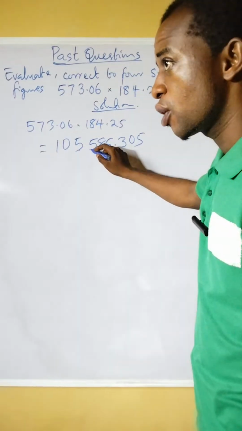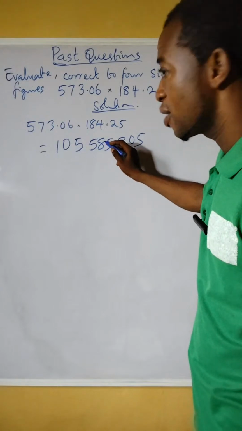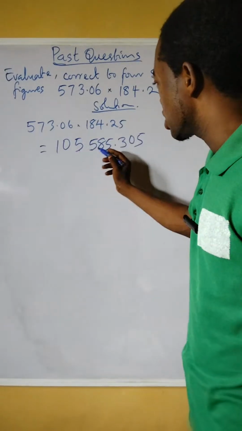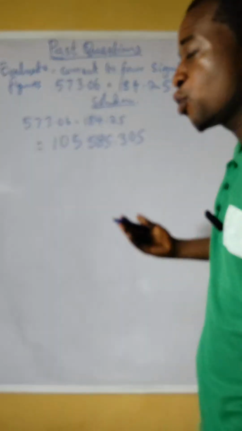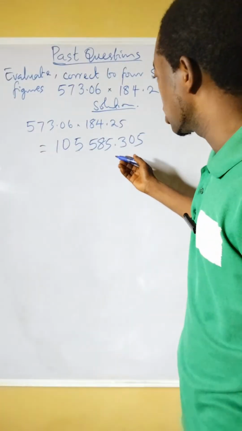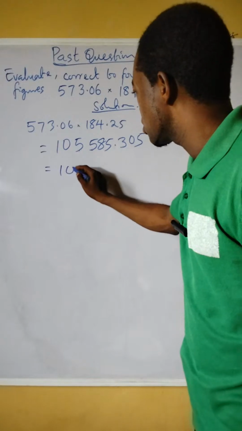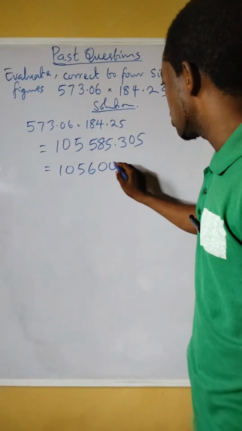So it means we are coming to this position and we consider the number after it. So we are going to round it up because here it is a number more than 5, 5 upwards. Round it up, it becomes 1. We add it to this place and this will become 1056. Then the rest return to 0, that's 0, 0.